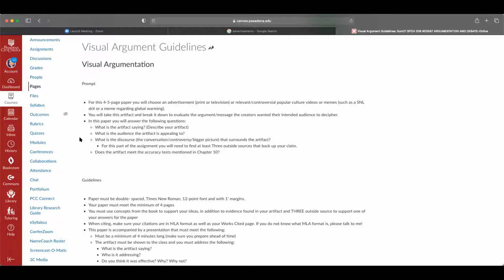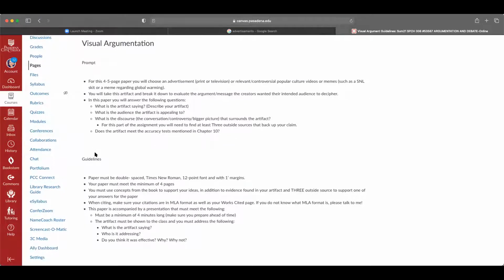So if you're thinking that the bigger picture is beauty or image, then you're going to look for articles about beauty in the media, beauty and makeup, false ideals of beauty, or whatever it is that you're addressing. So you're going to find 3 outside sources that back up your claim. Again, I'm not very picky. I don't want them to be scholarly articles or anything like that. As long as they are 3 sources that back up your argument of what the bigger picture is, that's fine with me. The last part of your paper that you're going to be answering is the accuracy test.